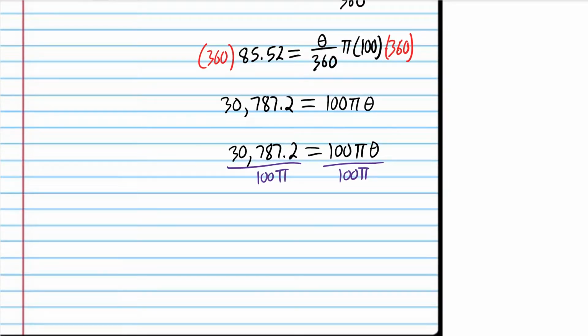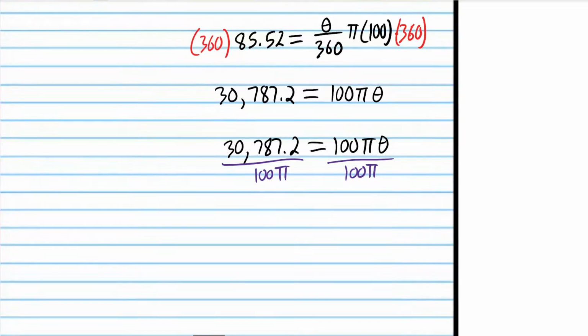So 30,787.2, I'm going to enter divided by 100 equals, and then I'm going to divide by pi, and be sure to use the pi button in your calculator, and then equals. So you should get 97.9987, and so on and so forth.